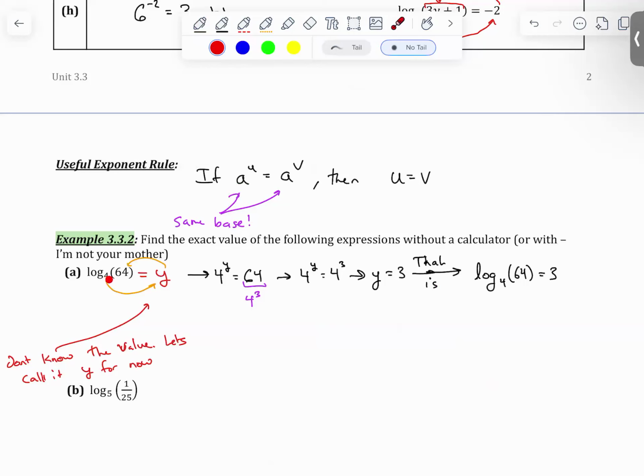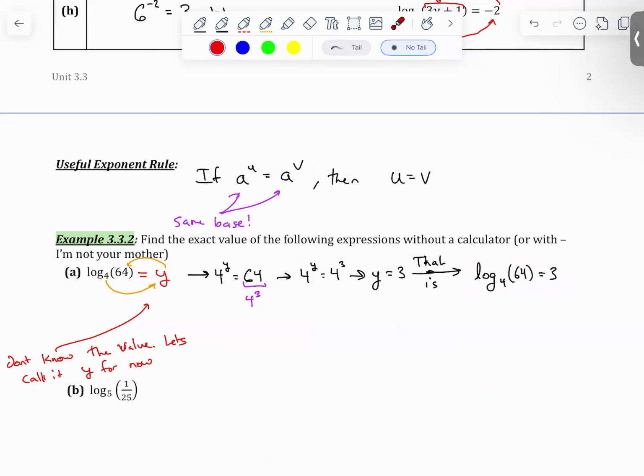We're going to convert it to exponential form. 4 to the y is equal to 64. And then I was hoping for a connection between 4 and 64, which there was. 64 is 4 cubed. So instead of saying 4 to the y is equal to 64, I say 4 to the y is equal to 4 to the third, which means that y is equal to 3. But what is y? y is log base 4 of 64. So what I'm saying is that log base 4 of 64 is 3.